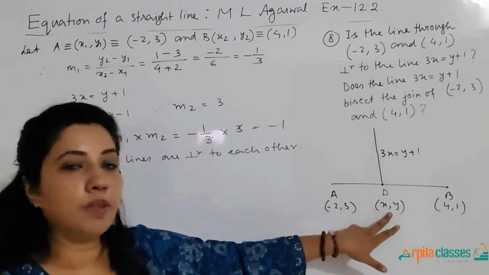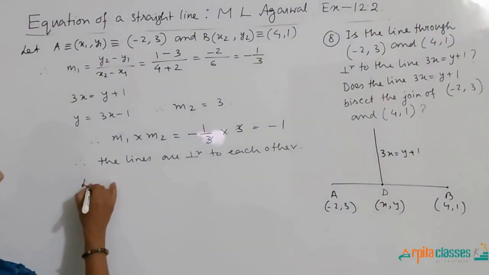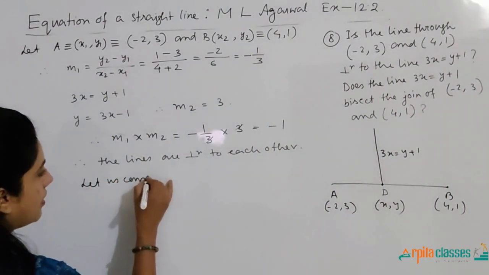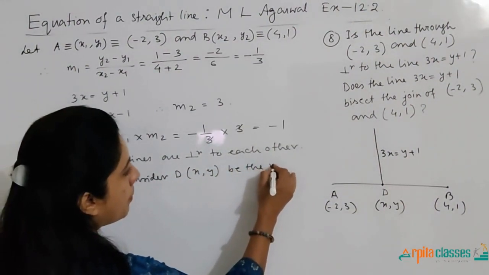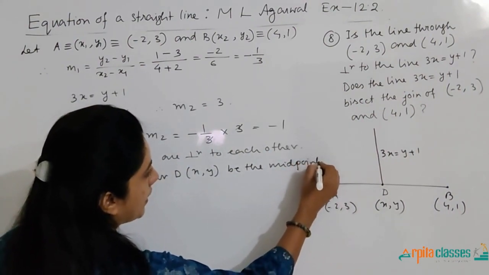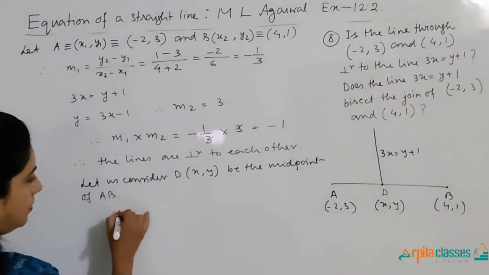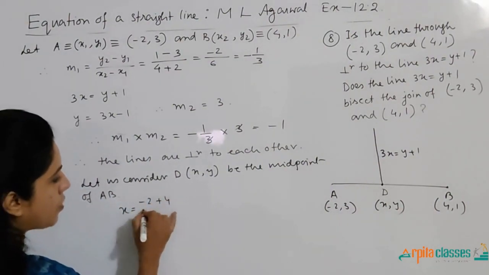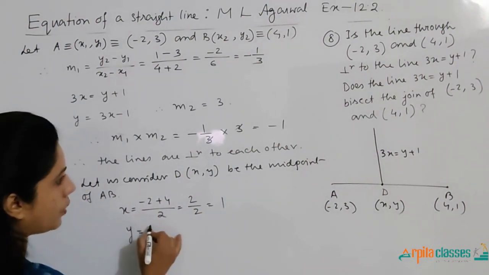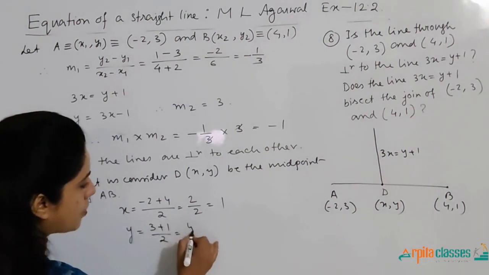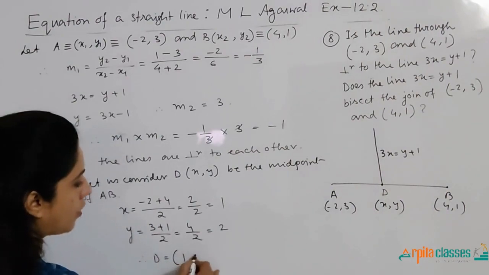So first of all, we have to find out the midpoint of A and B. Let us consider D(x, y) be the midpoint of AB. So by the midpoint formula, x is equal to (-2 + 4) upon 2, that's 2 upon 2, that is 1, and y is equal to (3 + 1) upon 2, that is 4 upon 2, that is 2, right? So we get D is equal to (1, 2).